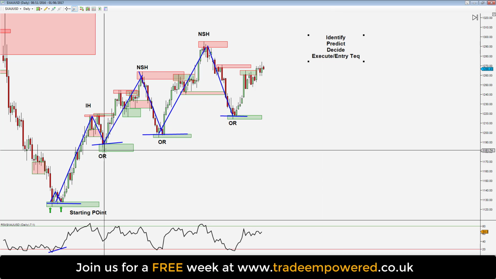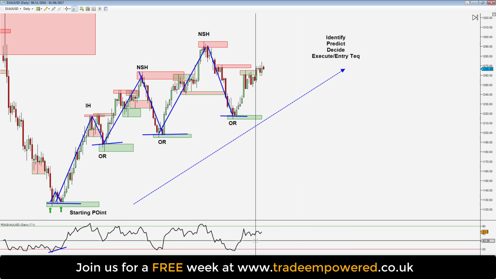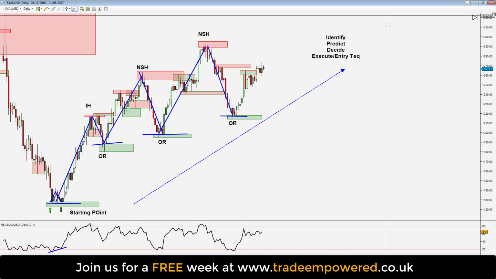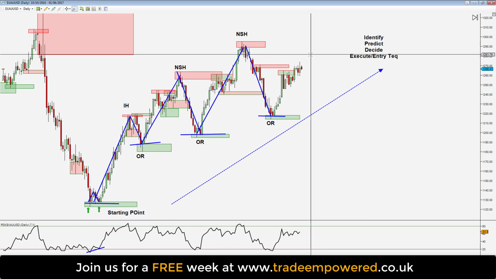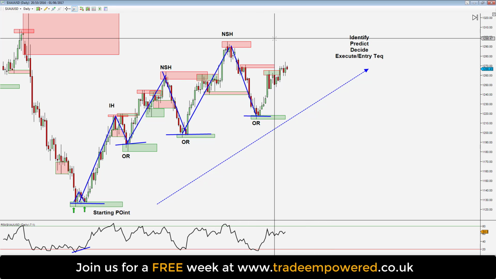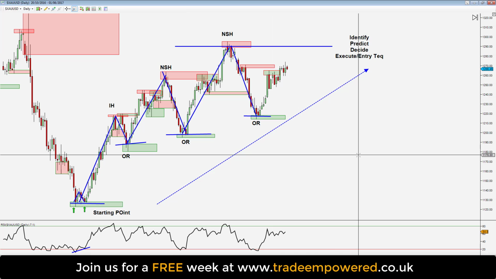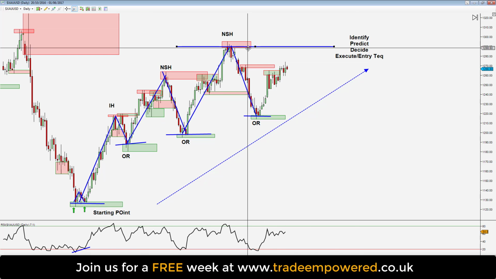We've now identified a bullish market. Okay, we're bullish, so we've identified market's bullish. We're going to predict where we're likely to see market test next. Well, if we're bullish and we're looking for a trend continuation, we're looking for at least a retest of these highs, right? A retest of these highs, and this is the daily time frame, remember.